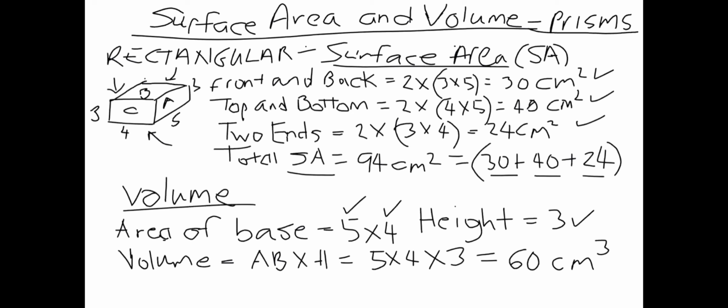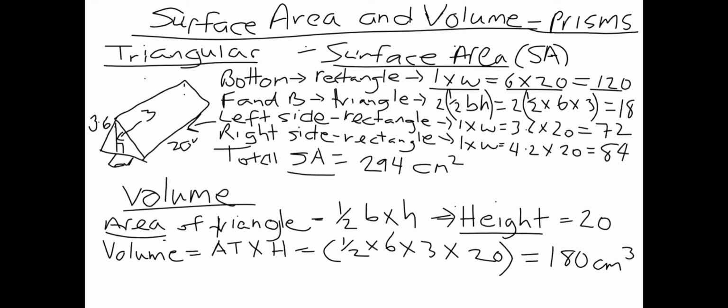So we're going to say area AB times H, which is the height, which is 5 times 4 times 3, which is equal to 60 centimeters cube, because cube is based on 3D dimension. Any 3D shapes would be considered a cube. And that's how we perform the surface area and the volume of a rectangular prism.